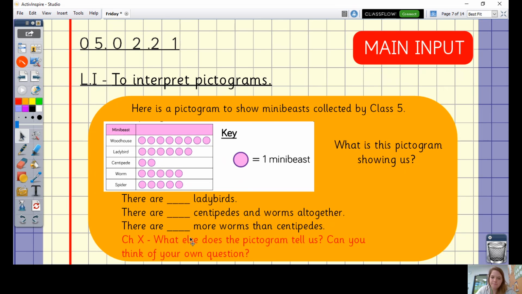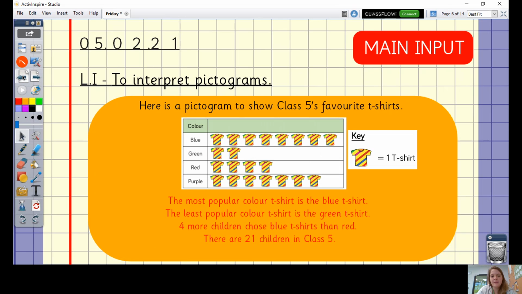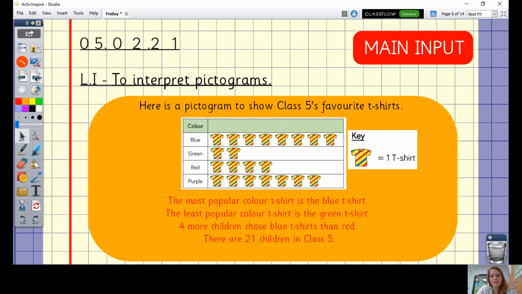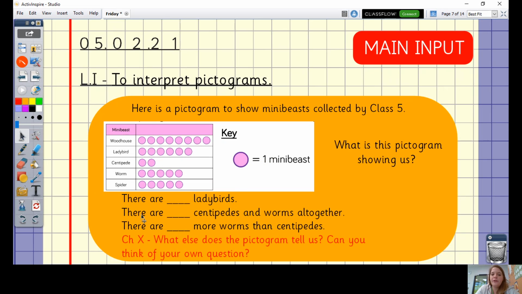And then finally, as your challenge X, I'd like you to think about what else does the pictogram tell us? Maybe you can try and think of your own question, just like the questions we had on our previous slide here. Okay, it may be a question similar to one of these questions. So try and think of your own question that you could either answer or you could maybe get somebody in your household to answer.